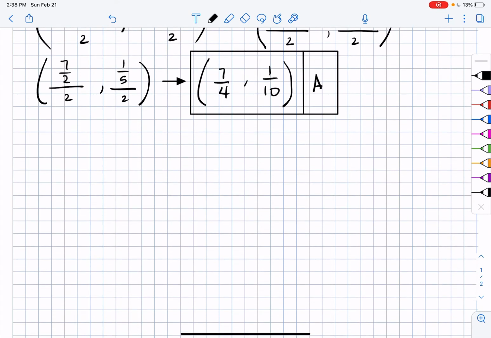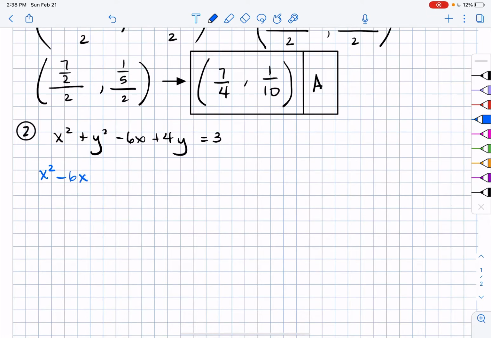All right. Number 2. x squared plus y squared plus 6x plus 4y is equal to 3. Oh, lucky you. That number is already on the other side. So here's what I'm going to do. I'm going to put down x squared minus 6x, that is. And then the y squared plus 4y. And this is going to equal 3.